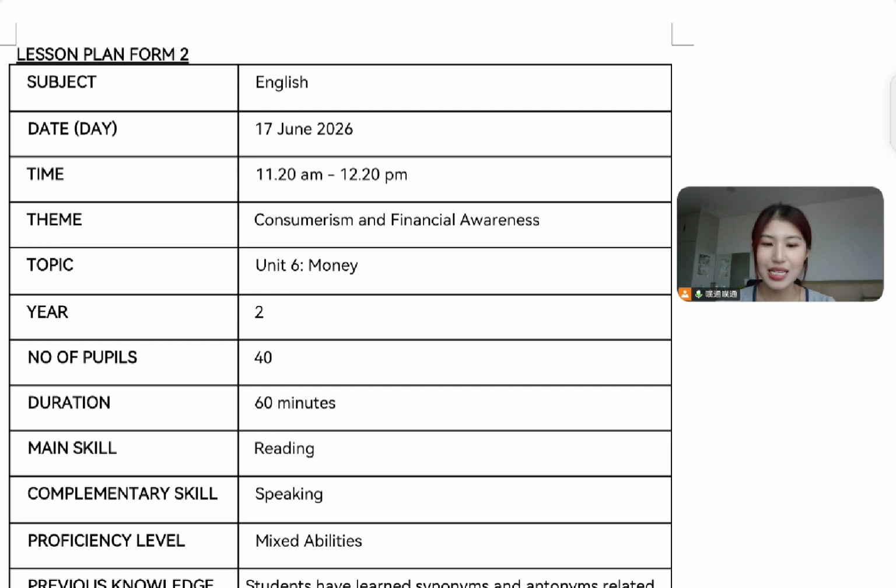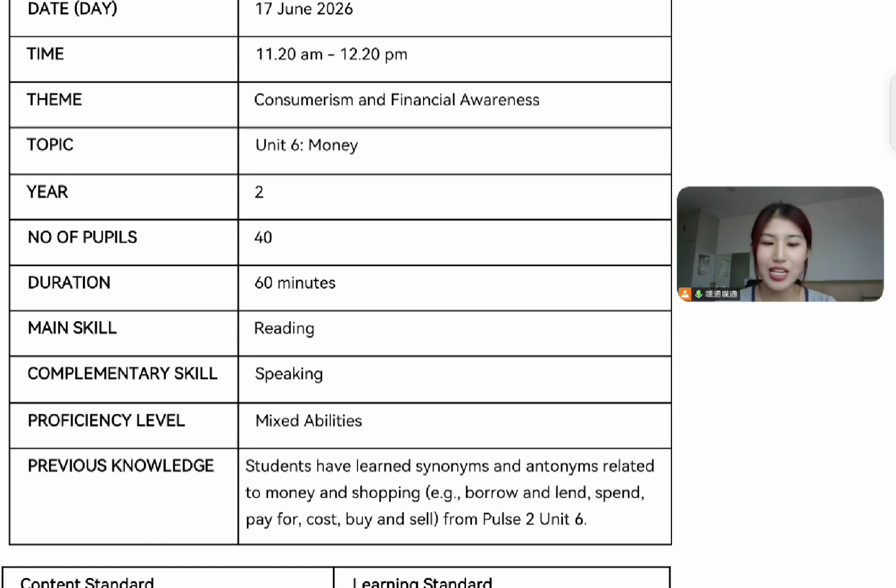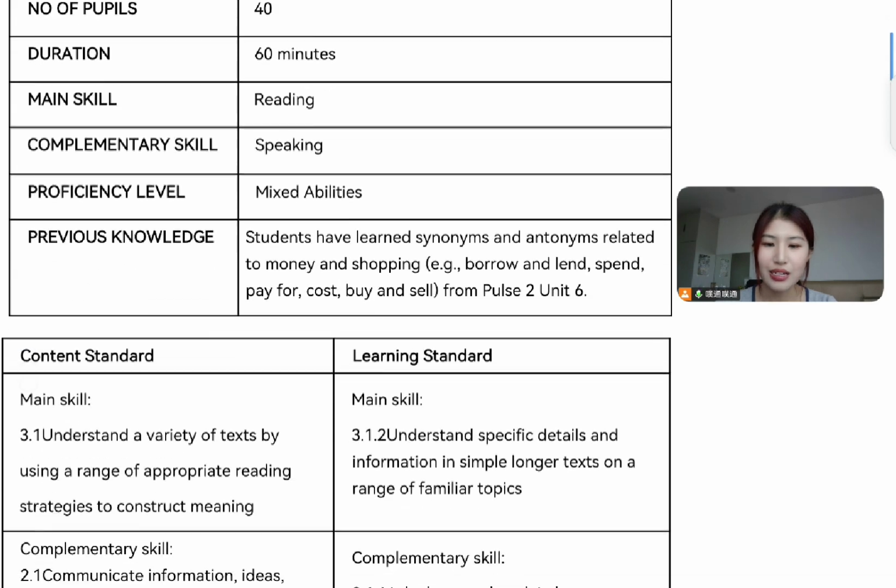The lesson is designed based on communicative language teaching and task-based language teaching, with digital tools integrated throughout each stage to promote student engagement and active learning. Before the lesson, students are expected to have prior knowledge of money-related vocabulary, such as borrow, lend, spend, pay for, cost, buy, and sell. First, let's look at the learning objectives.